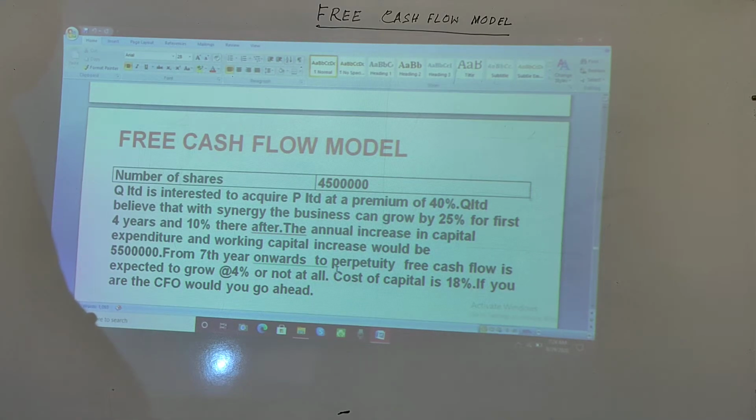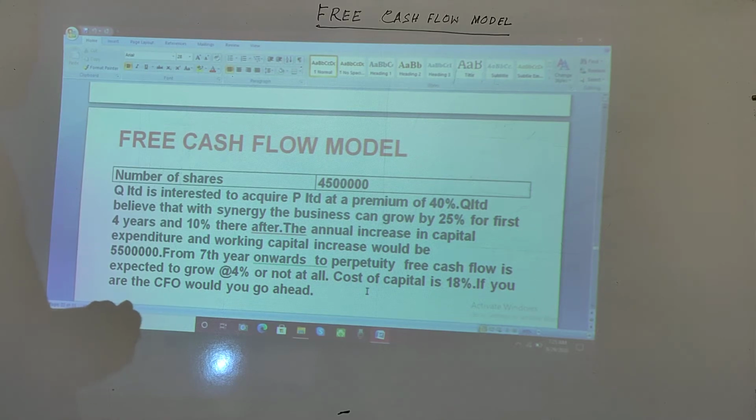The number of such shares is 45 lakh. Q Limited is interested to acquire P Limited at a premium of 40%. So whatever the market price of P Limited, Q Limited agrees to pay 40% over the market price.